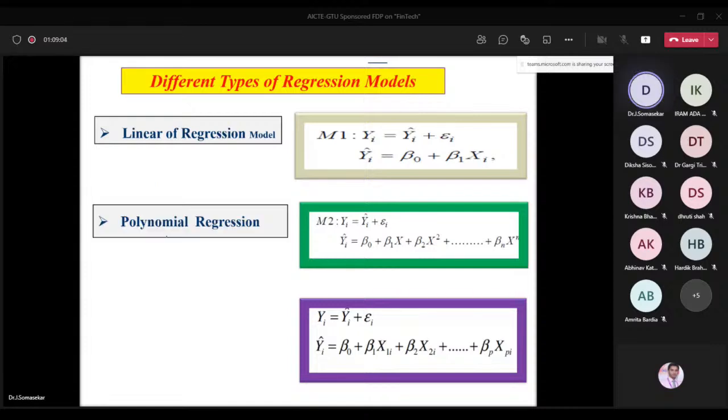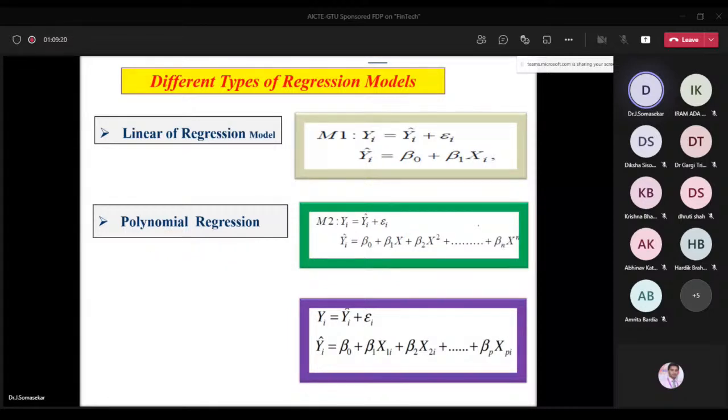If we go for polynomial regression, here you can see the degree is more than one. Linear means the degree should be one. Polynomial means more than one, like 1, 2, 3, and so on. You can see x power 1, x square, x cubed, x power n. This is called polynomial regression.